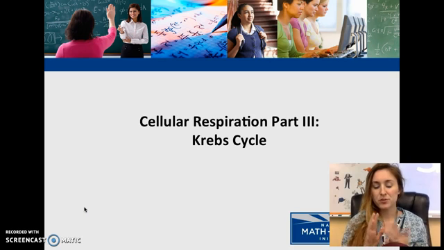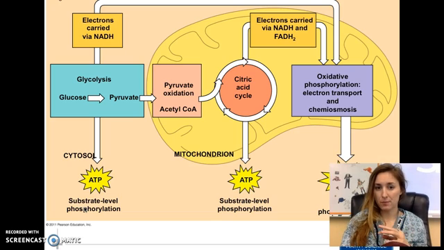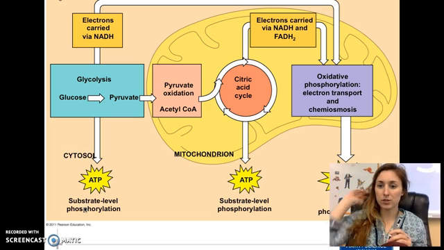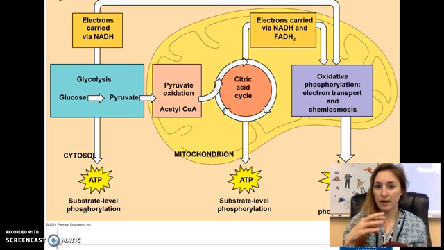Okay, so we've talked about the overview of cellular respiration. We've talked about the first big chunk, glycolysis, and now we're going to talk about the Krebs cycle. This is the second out of the three big chunks of stuff that happens. So if we look, the Krebs cycle is also known as the citric acid cycle. There's a reason for that.